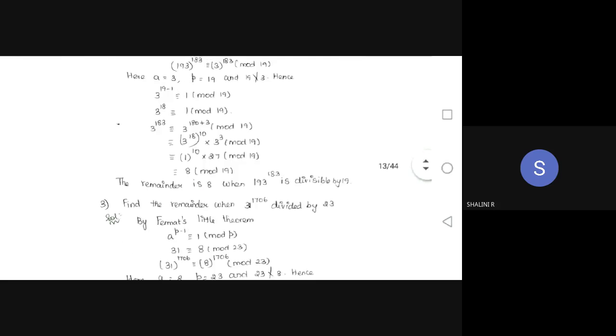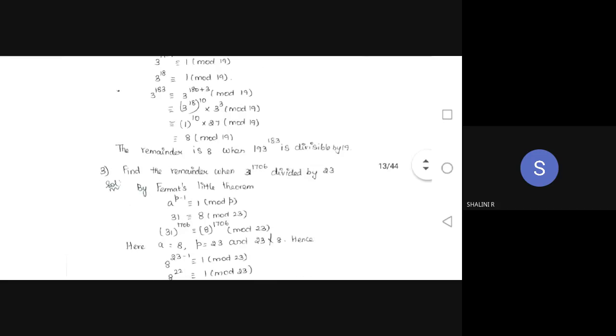The same type of problem: find the remainder when 31 to the power 1706 is divided by 23. The same type of problem can be solved by using Euler's theorem. Find the remainder when 31 to the power 1706 is divided by 23, which could be solved by either Wilson's theorem, Fermat's little theorem, or Euler's theorem.